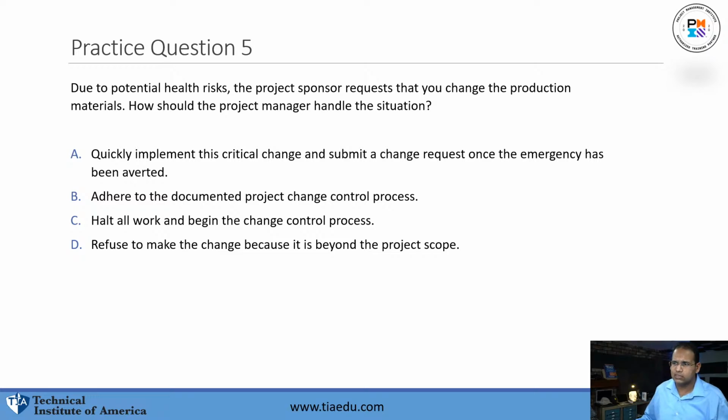All right, short question. What do we do? Okay, so you got a couple of things there. We have a potential keyword, health risk. They want you to change another keyword, production materials. How do you handle this?